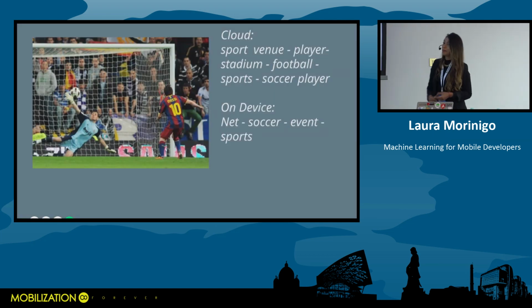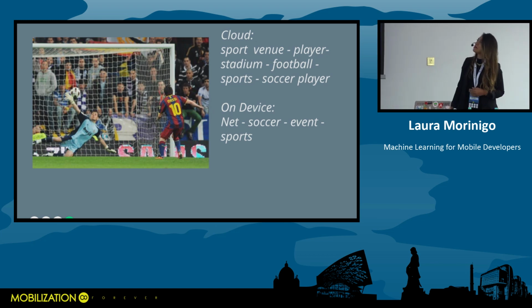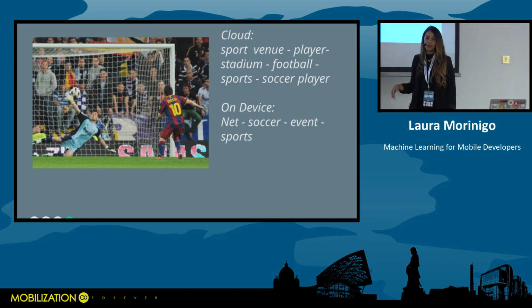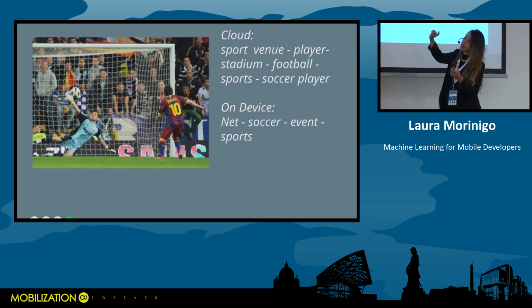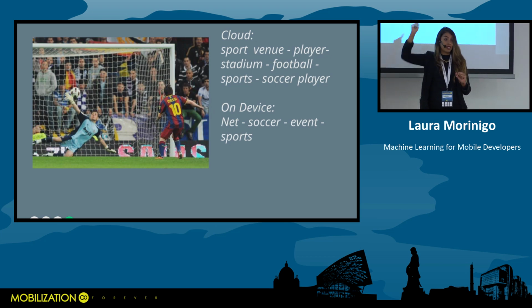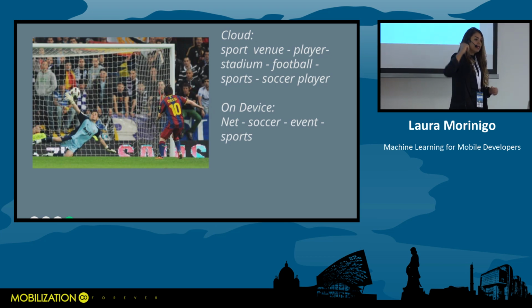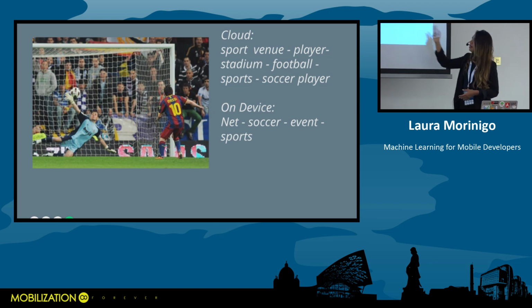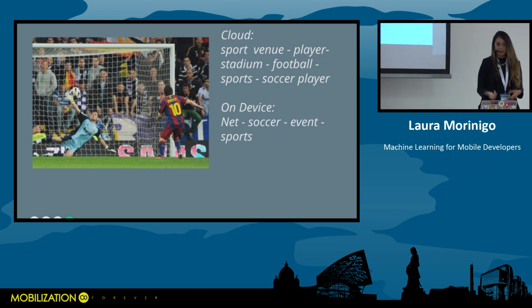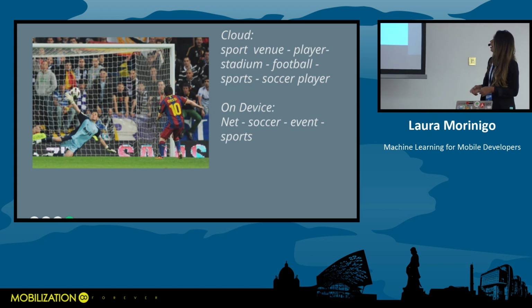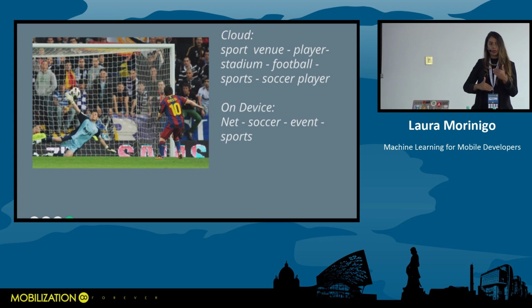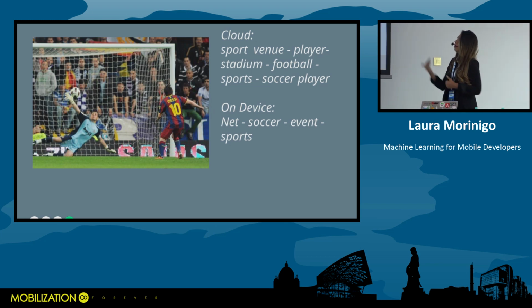So we have Messi in this image, right? Messi trying to do his magic, whatever. And then we have the different kinds of tags that we can have with each one. The first one with the cloud, as you can see, one of the tags that we have is football player, soccer, sports. And the other one, on device, we have just net, soccer, event, sports. OK? So basically, that's the difference between on-device and cloud.